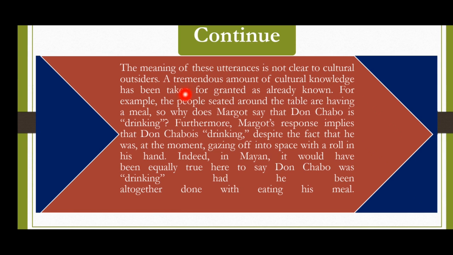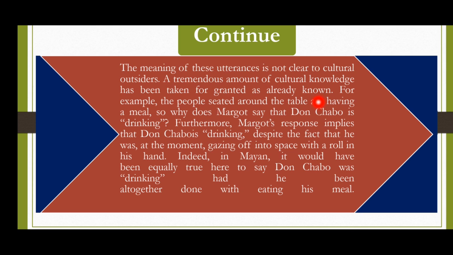So the meaning of these utterances is not clear to a cultural outsider. If you do not belong to the culture of Margaret, or if you do not belong to Yucatan culture, you may not understand the utterances uttered by Margaret, right? So in order to understand what she is referring to when she says that he is drinking, and when she says that he is over there, you need to be part of Yucatan culture. Now, a tremendous amount of cultural knowledge has been taken for granted as already known.